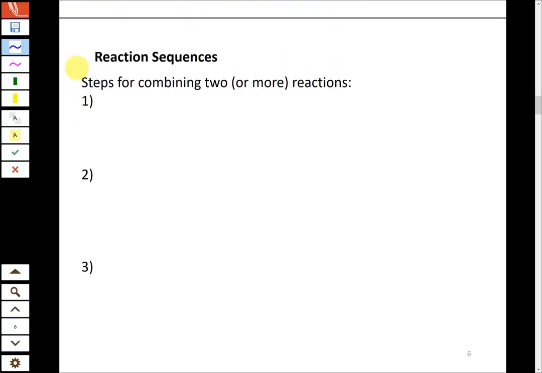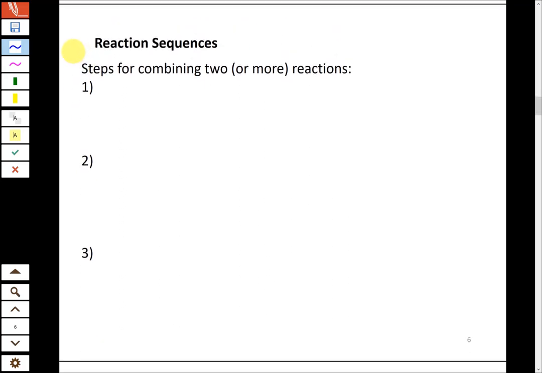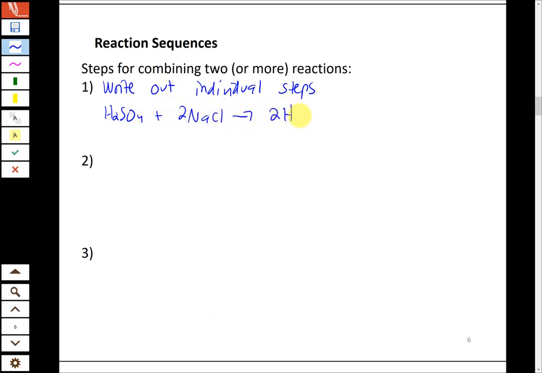All right, so let's talk about then the steps for doing this. The first thing is we have to, of course, write out the individual steps. Because what we're working towards is being able to take two given equations and combine them to get another equation that we're interested in, we want to find delta H of. So we're going to write out the individual steps that were given. So let's say in this case it's going to be H2SO4 plus 2NaCl going to 2HCl plus sodium sulfate.